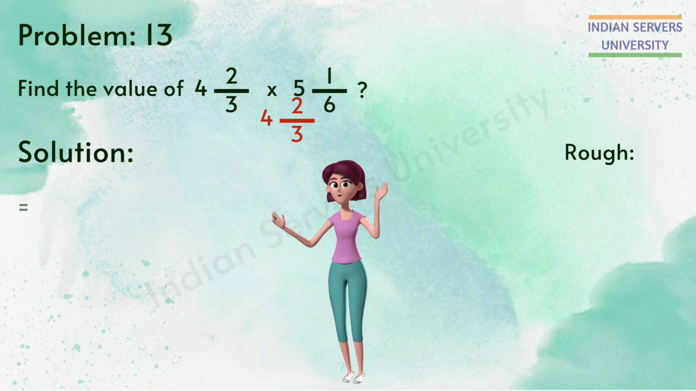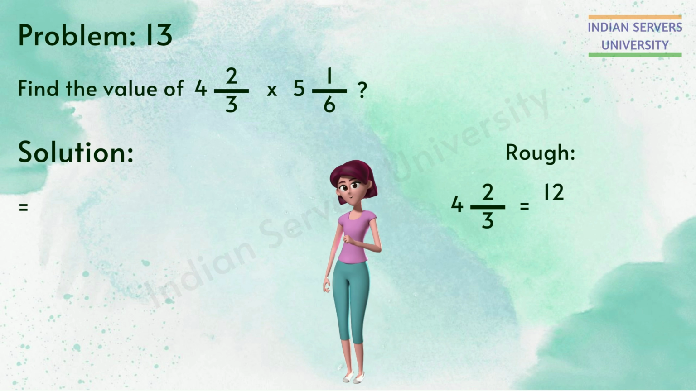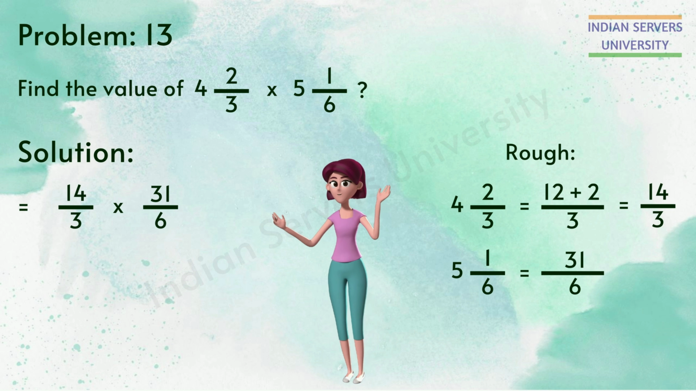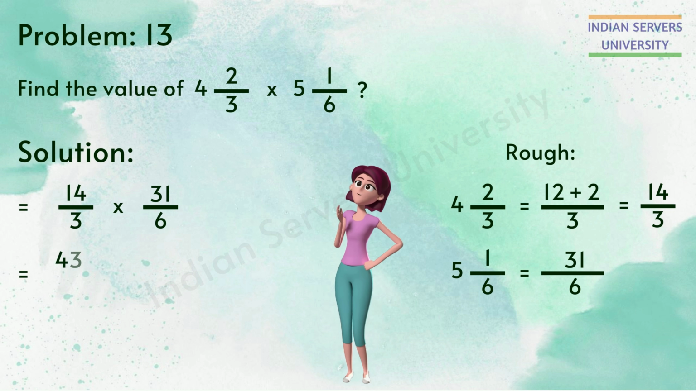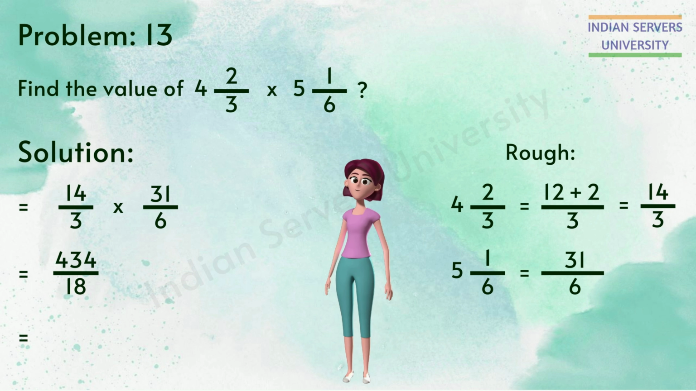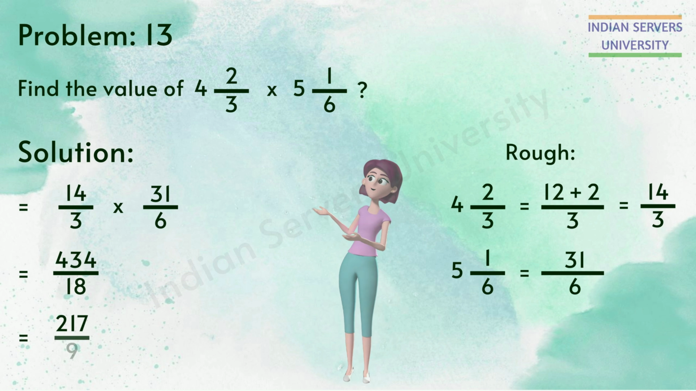Next problem, 4 and 2 by 3 into 5 and 1 by 6. 4 and 2 by 3 ni 4 into 3 plus 2 అంటే 14 by 3 into 5 and 1 by 6 అంటే 5 6 30 plus 1 31 by 6. So 14 by 3 into 31 by 6, that equals to 434 by 18. దీన్ని 2 తో క్యాన్సిల్ చేస్తే 217 by 9.